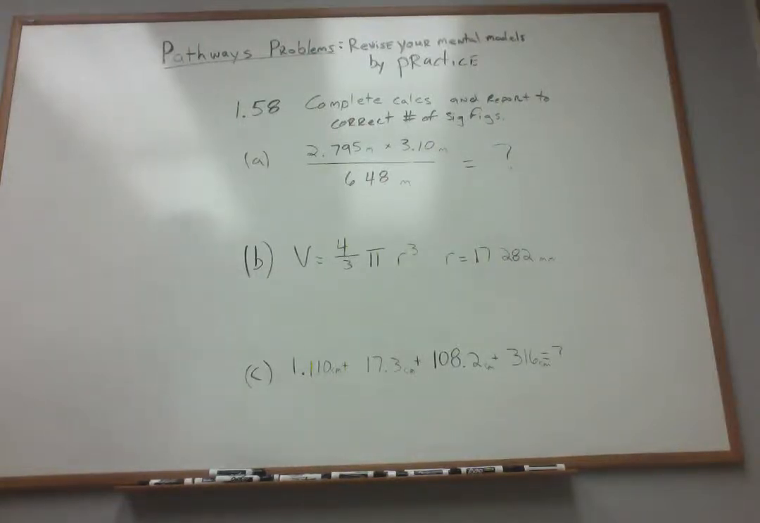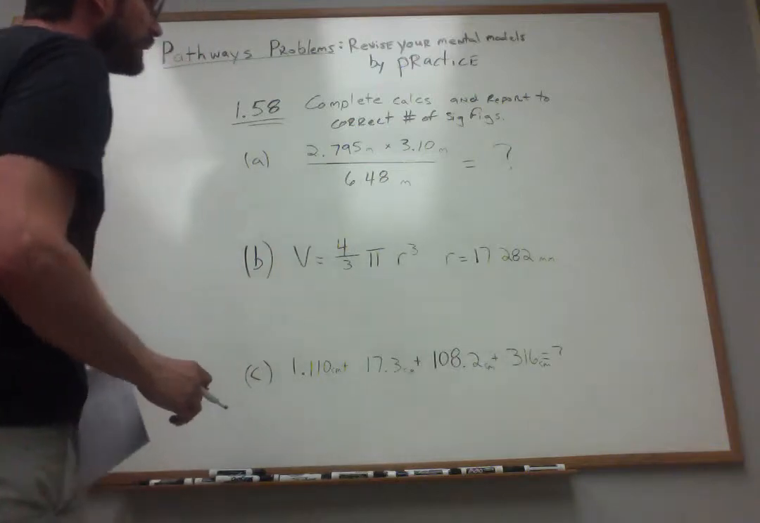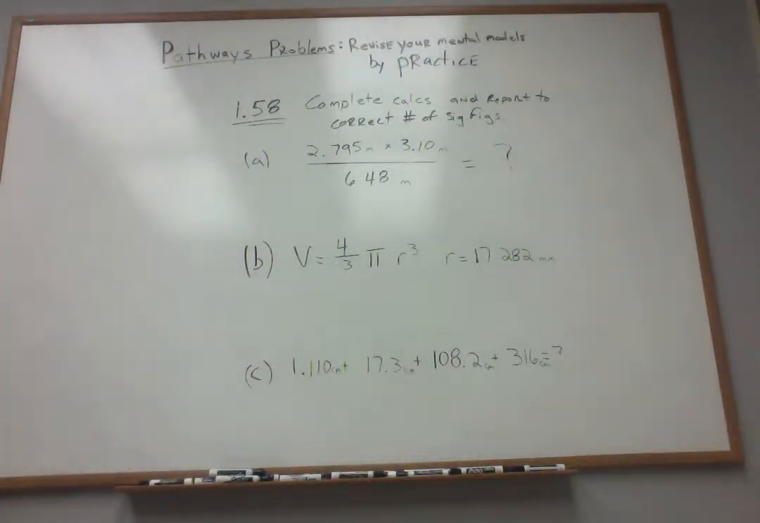All right, back to these pathways problems. We're going to do 1.58. This problem asks us to complete 3 different calculations and report the answer of the computation to the correct number of significant figures. There are several examples of these in your book.